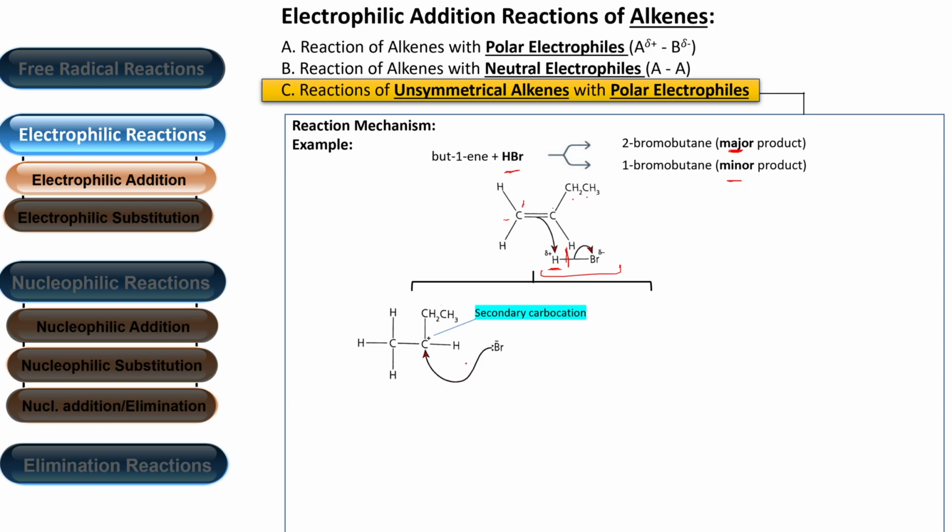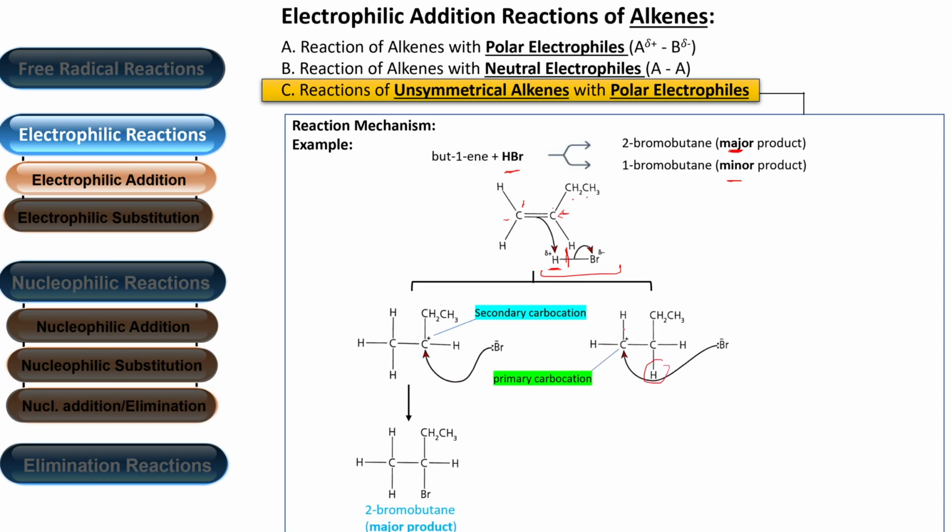So bromine will make a bond with this carbon, and the end product would be 2-bromobutane, and that would be the major product. The second product would be 1-bromobutane. So in that case, hydrogen will make a bond with this carbon, and there we have that hydrogen. And this carbon will carry the positive charge, and it will be called the primary carbocation because it's only attached to one more carbon. And bromine will make a bond with this carbon, and the end product will be 1-bromobutane, and that will be the minor product.